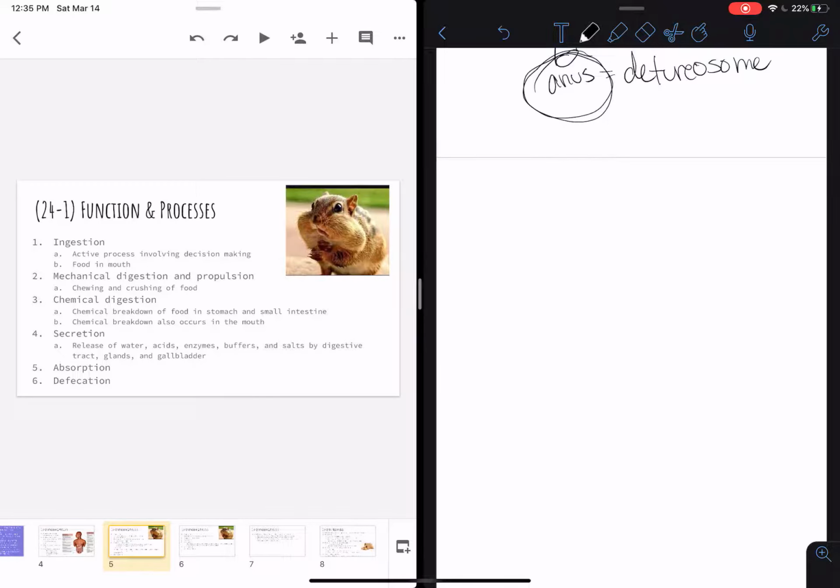If we were to separate out the 6 individual functions in order of how they occur, we can start with ingestion. So this is food in the mouth. We're actually thinking about what food we're putting in our mouth. We find the food and then we put it in our mouth. Then we have mechanical digestion. This is where we're chewing and we're crushing and we're tearing apart larger pieces of food into smaller pieces of food. And then propulsion is actually moving it down the tract. So either from the esophagus to the stomach or from the stomach to the small intestine. And then we have the chemical digestion.